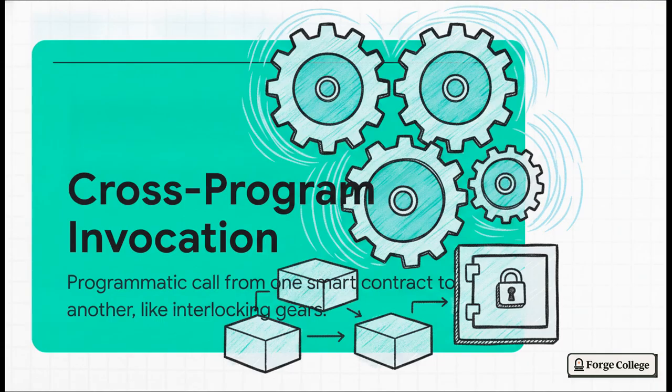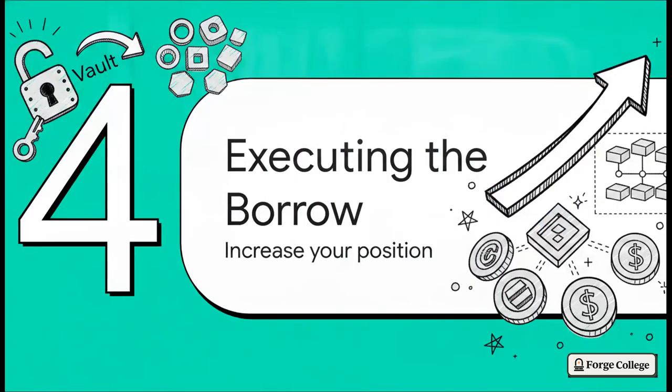Now, I know it sounds super complex, but really, it's simply a programmatic call from one smart contract to another. Kind of like interlocking gears passing instructions along a machine. Our deposit script uses this exact mechanism to trigger the lending protocol's deposit entry point. One gear turns another, and the vault safely accepts our tokens. Step 4, executing the borrow.